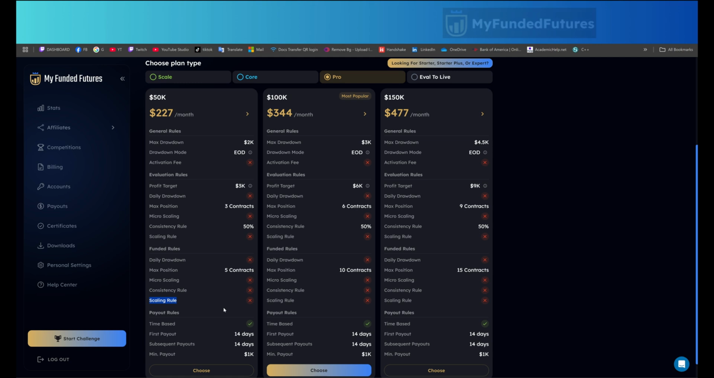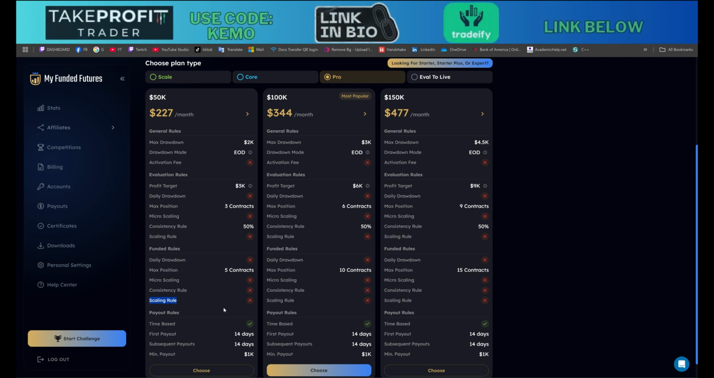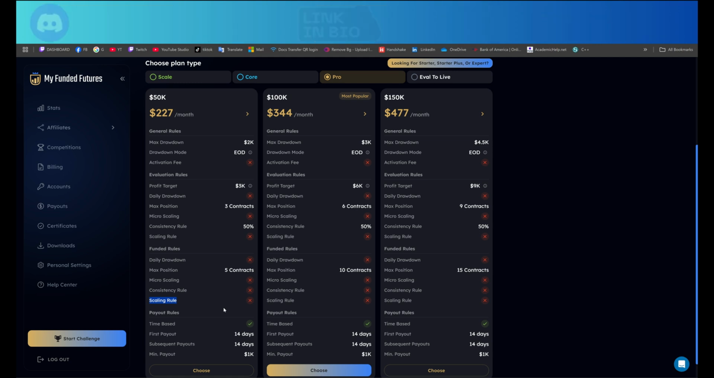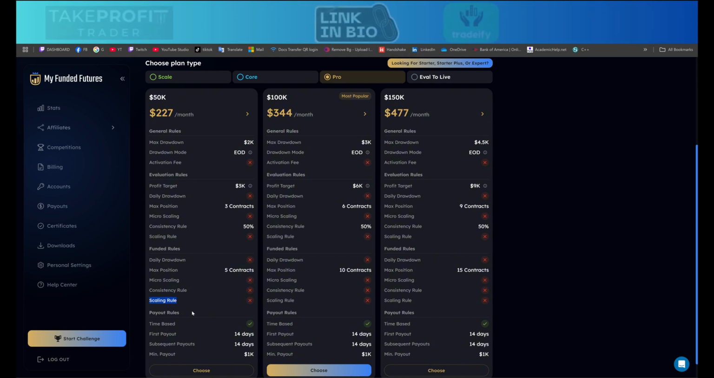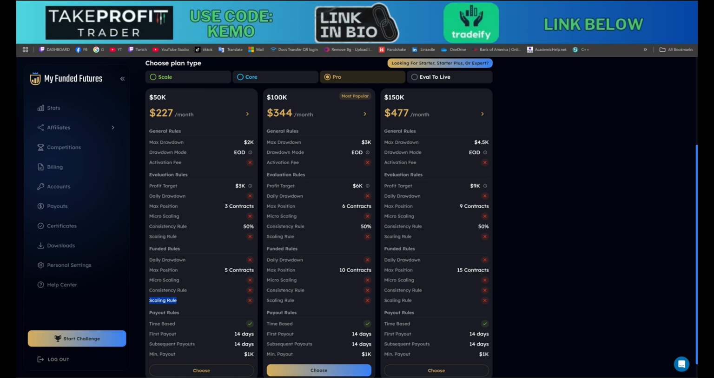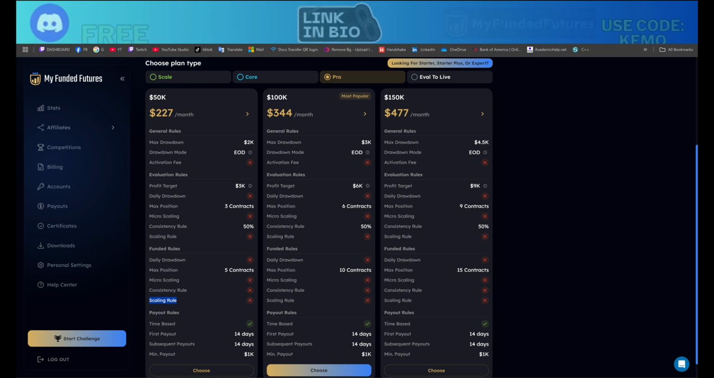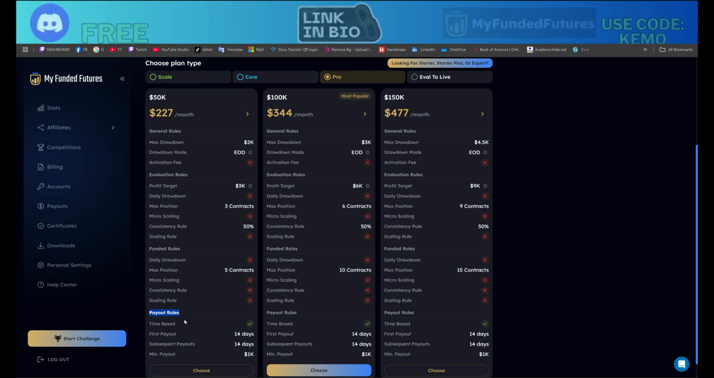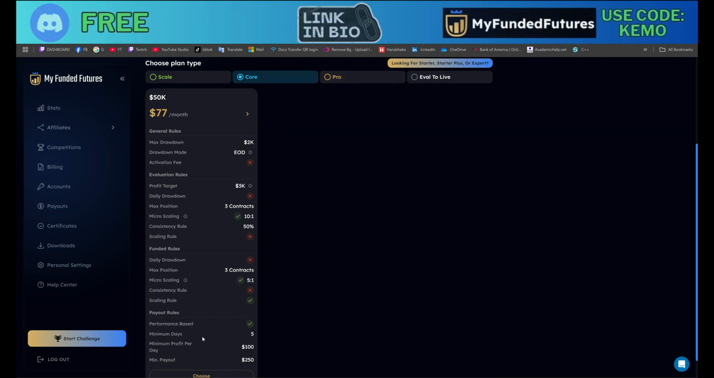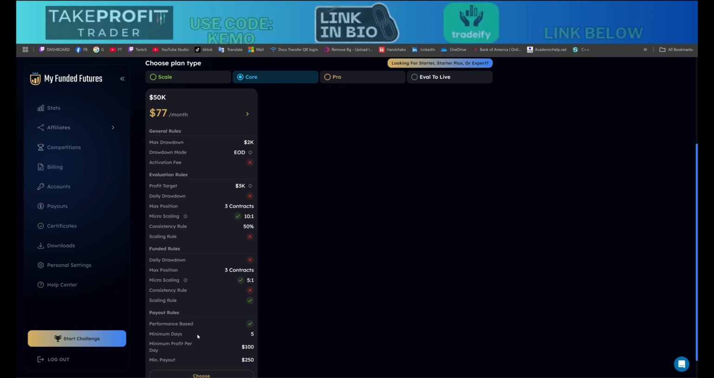You can use all your 5 minis or 50 micros right away. You don't have to wait to make any more extra money to unlock more leverage, which is really awesome. So let's go to the last step here, which is the payout rules. Payout rules are really kind of similar, but it makes sense on the pro version as well.